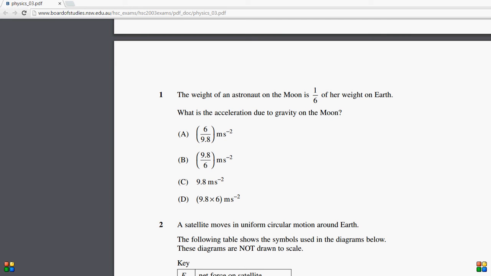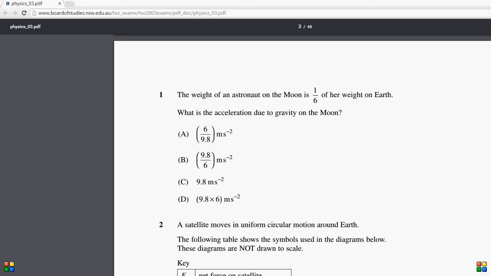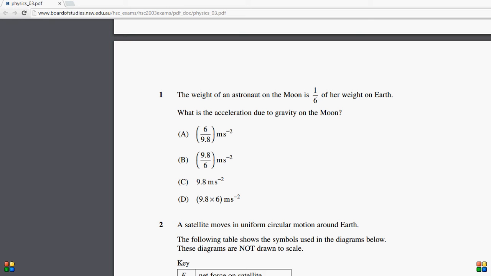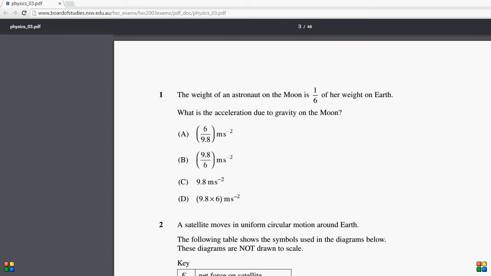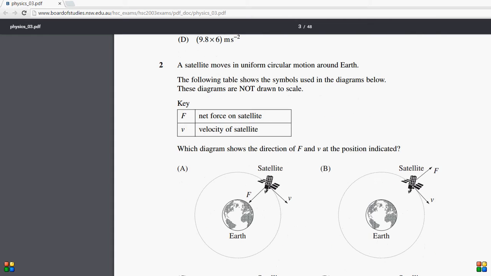Alright, question 1. The weight of an astronaut on the moon is 1/6 of her weight on Earth. What is the acceleration due to gravity on the moon? Assuming that her mass stays the same, which in this case, yes, it does, the only thing that can change is acceleration, right? So it can't be C, and it would change linearly, so it has to be B. 9.8 divided by 6. Alright, that's too simple.